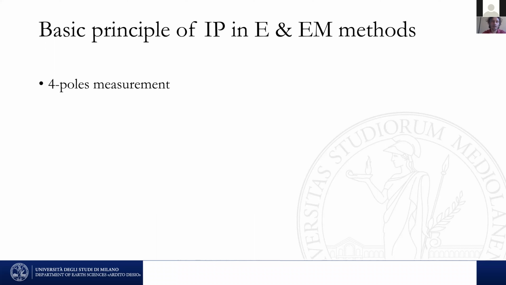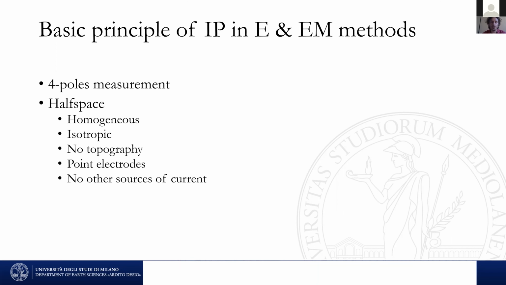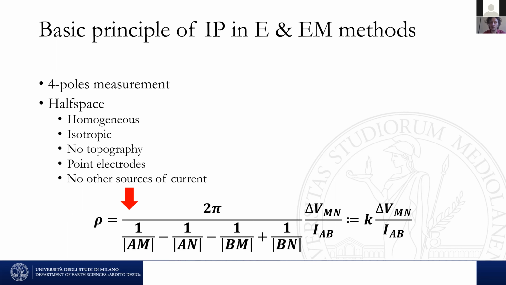So let's talk about the simple application. So we have 4-pole measurements. So we talk about, let's say, DC measurements, or in any case, galvanic measurements with electrodes. If we have a null space, homogeneous, isotropic, without topography, with point electrodes, and without any other source of current, all of us do know that the relation between the resistivity of the ground and the measurements of potential and current follows the classical law for the apparent resistivity, where K is our geometrical factor that links the acquisition geometry to the resistivity of the ground.